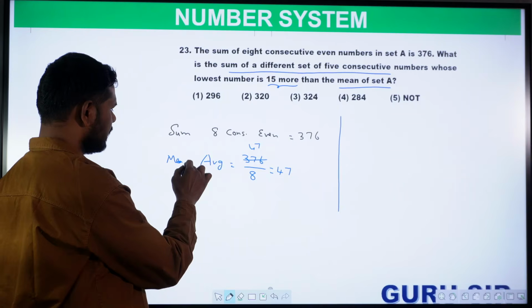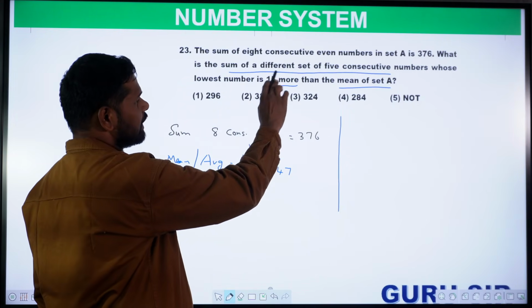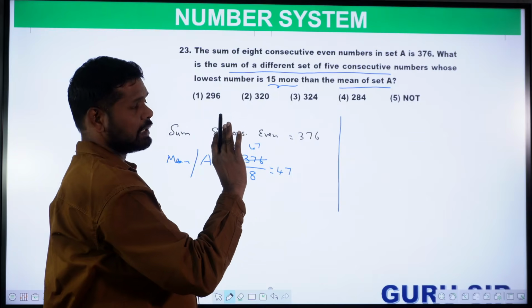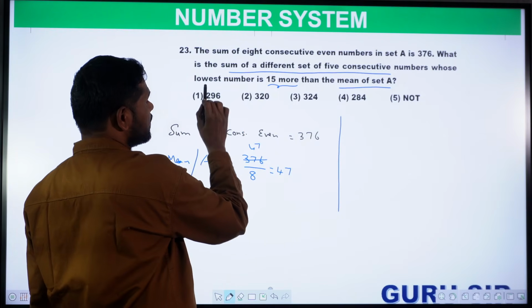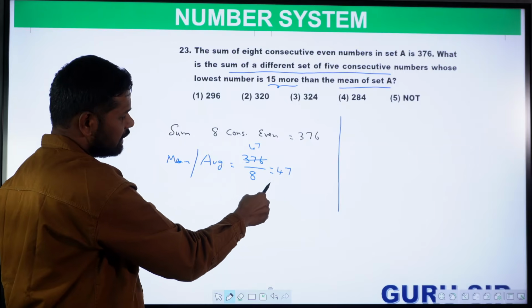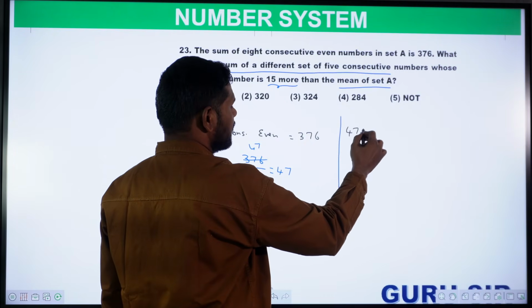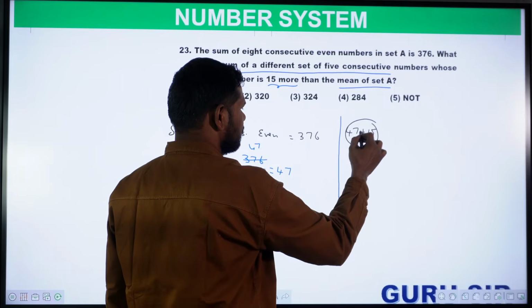Whatever both are same, mean or average. Average is 47. So another set of 5 consecutive even numbers are there, but whose lowest number is 15 more than the mean of set A. This mean is 47. 15 more than means 47 plus 15. What is the number?